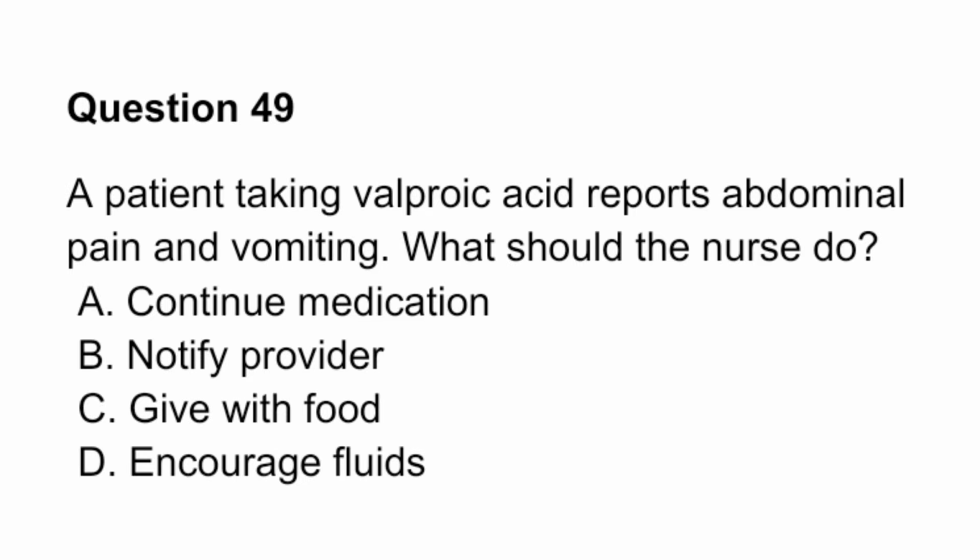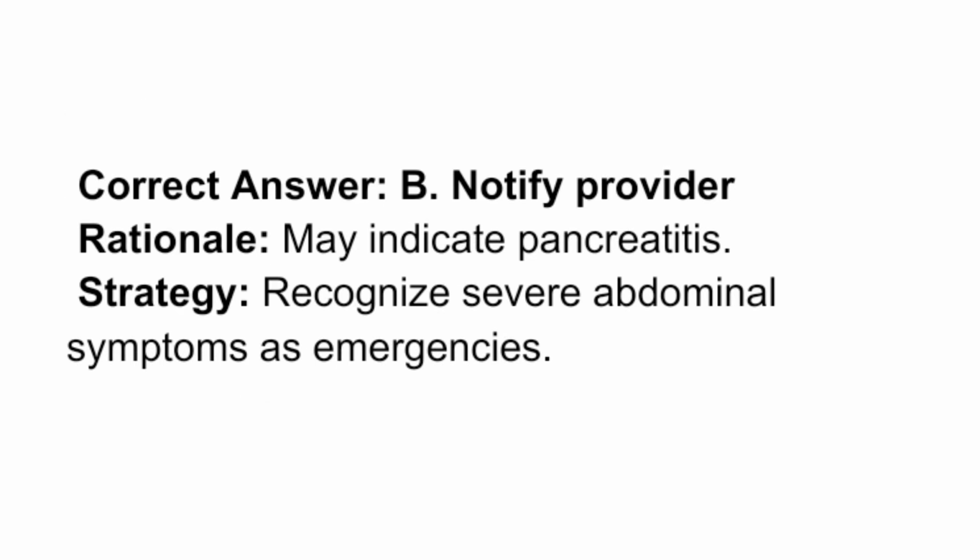Question 49. A patient taking valproic acid reports abdominal pain and vomiting. What should the nurse do? A. Continue medication. B. Notify provider. C. Give with food. D. Encourage fluids. Correct answer: B. Notify provider. Rationale: may indicate pancreatitis. Strategy: recognize severe abdominal symptoms as emergencies.